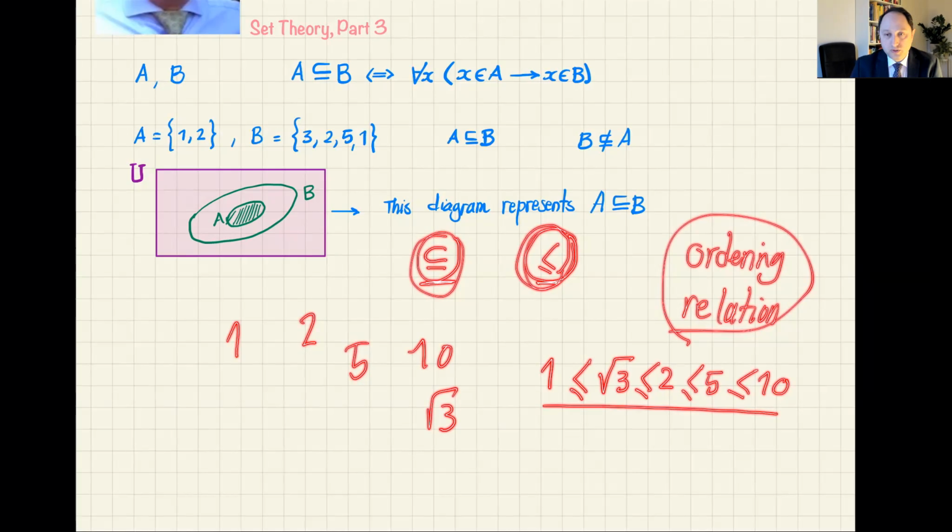Okay, so this is an order. It is called the total order. But there is a difference between this relation between two sets and this relation between two numbers. Can you point it out again if you remember something?